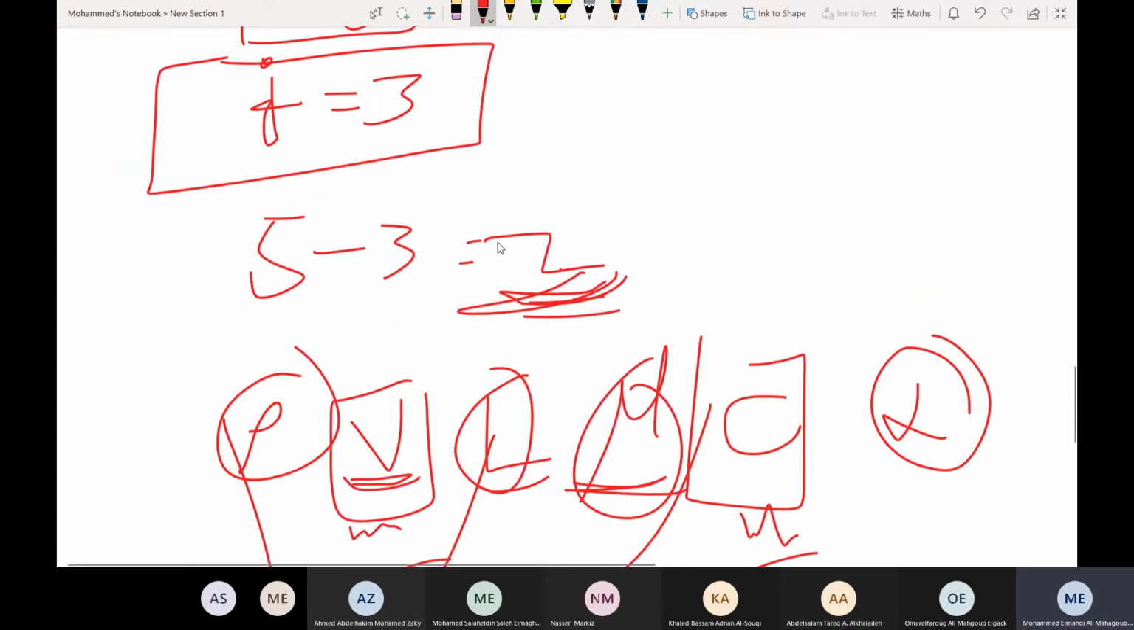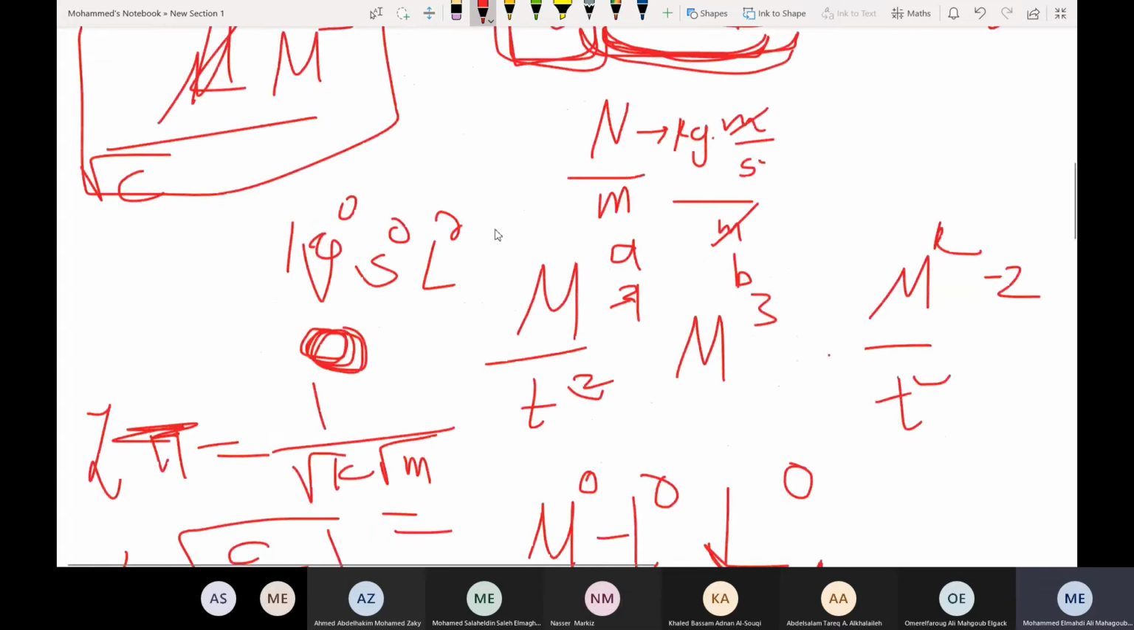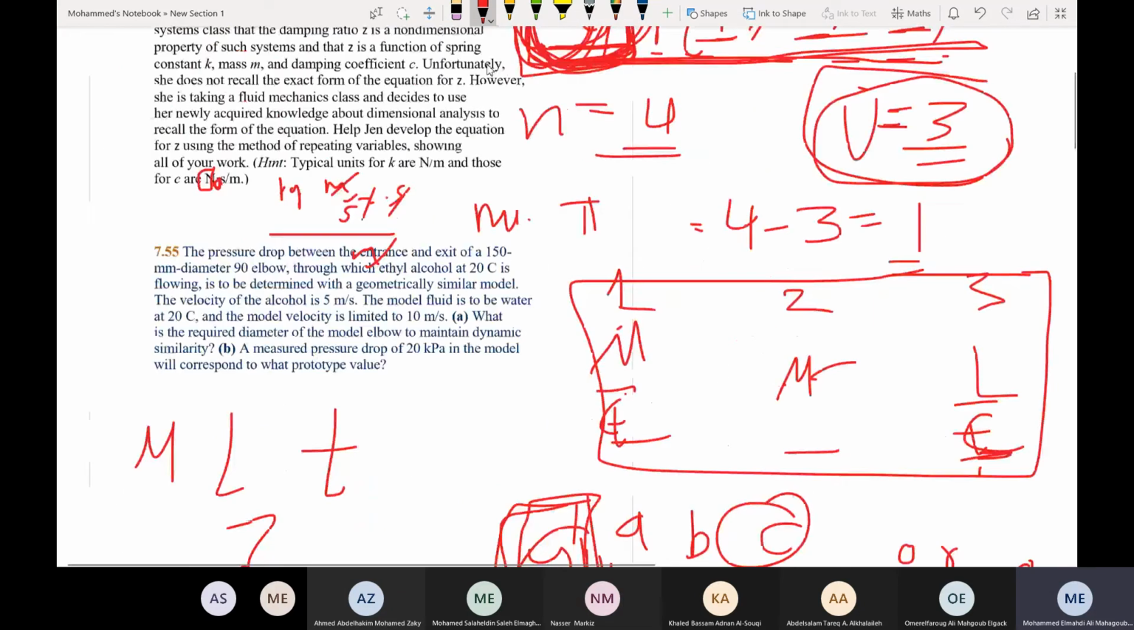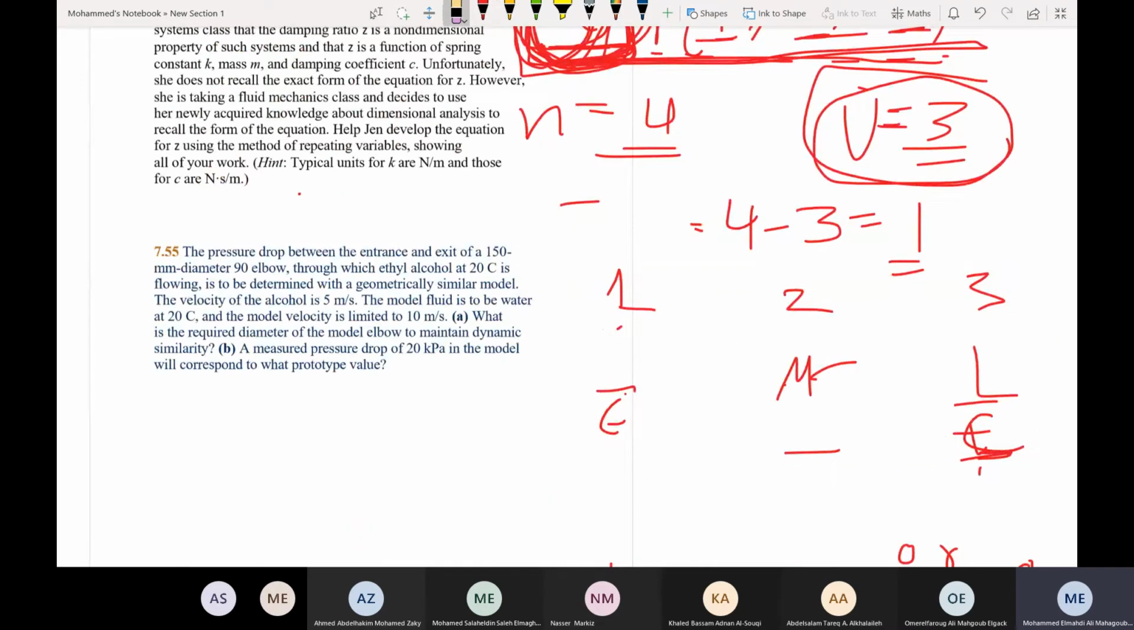I think in the question it will make more sense, because we will solve both types of questions that come in the same question. Okay? So this is the question.